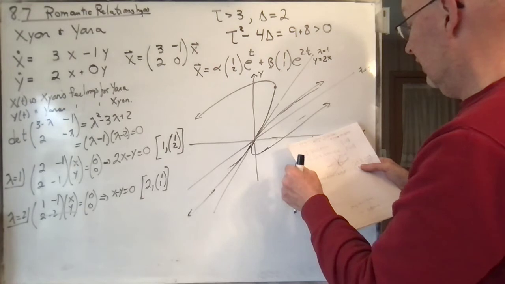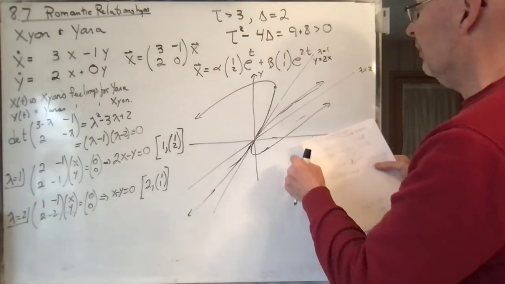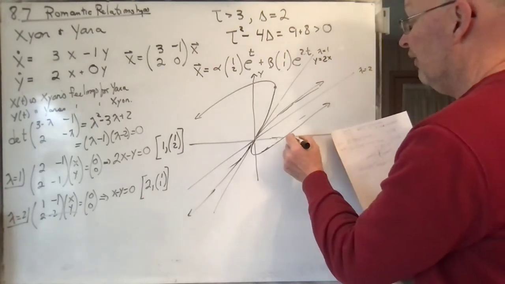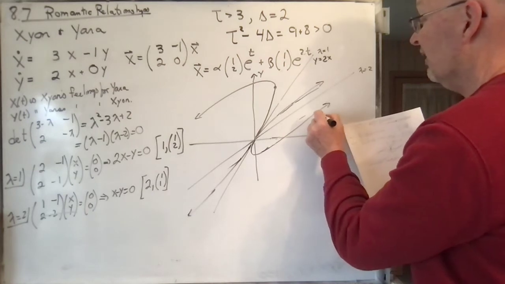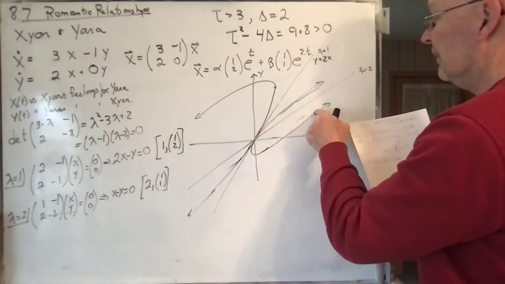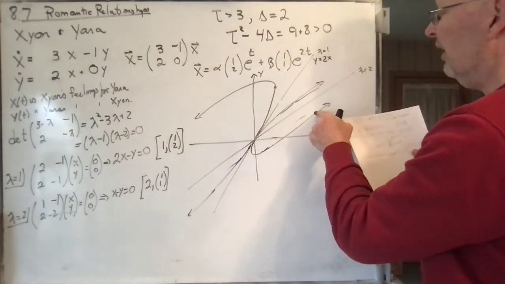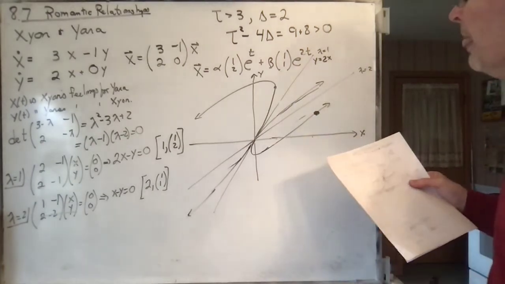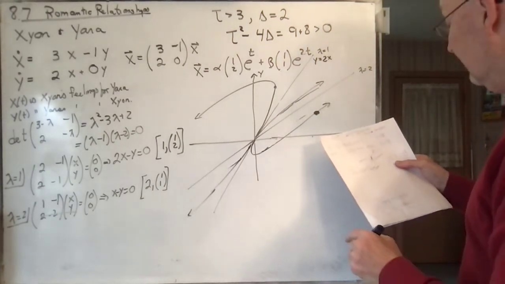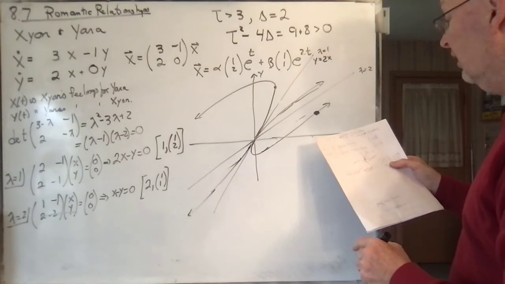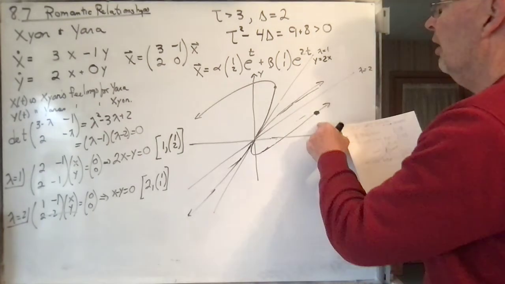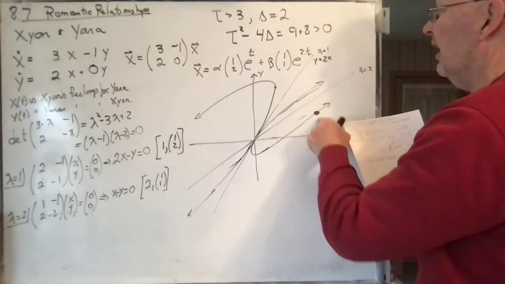3, 2, I actually wrote down 2, 3, but I want 3, 2. So if I go 3, 2, it's going to be something like this. It's going to be 3 over and 2 up. Okay, so it's going to be right there. On the other hand, if I take 3, 7, that is 3 over and 7 up.